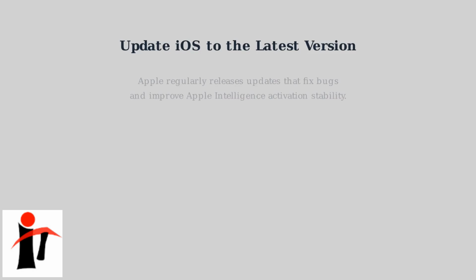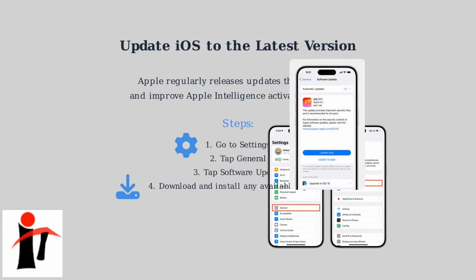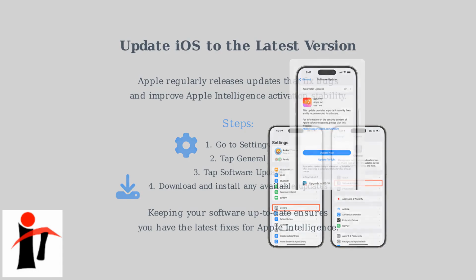Apple regularly releases updates that fix bugs and improve Apple Intelligence activation stability. To update your iOS, start by opening the Settings app on your iPhone. Navigate to General, then Software Update. Here you can see available updates. Download and install any available updates to ensure your device has the latest fixes and improvements for Apple Intelligence.